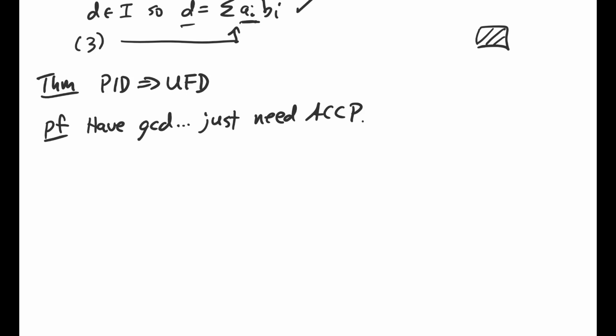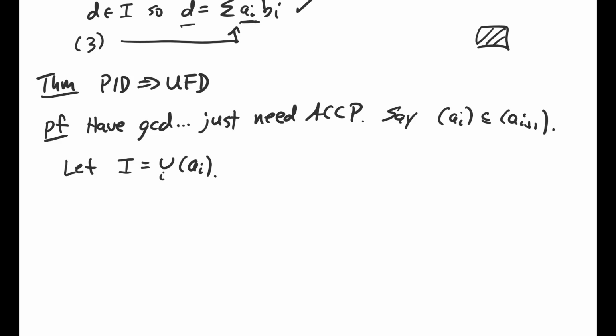All right, we have greatest common divisors, and if you remember back to that theorem, one of the conditions for checking a UFD was that it had greatest common divisors and that it satisfied the ACCP, the ascending chain condition on principal ideals. So let's start with a chain of principal ideals. All right, so here's the notation. Suppose the ideals (a sub i) are contained in (a sub i+1) for all i, from, say, 1 on. And we want to show that it stabilizes eventually, that eventually they're all the same.